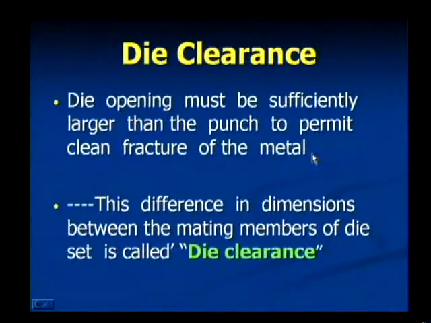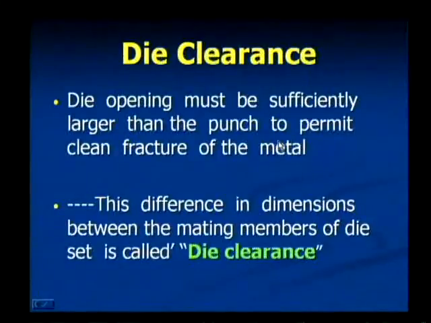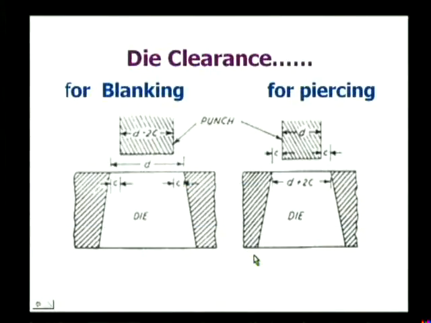As was just discussed, to have a clean fracture, the cracks propagated from the punch as well as the die edge should meet at one point. Otherwise, the fracture may not be clean enough. So to have a clean fracture, the die opening must be sufficiently larger than the punch. This difference in dimensions between the mating members of the die set is called die clearance. Die clearance is a very important factor for a perfect cutting operation. So let us discuss the die clearance.